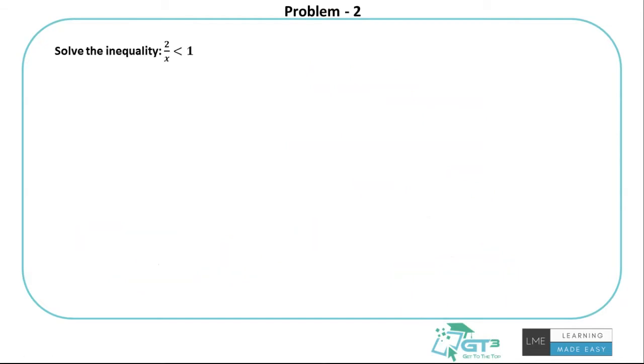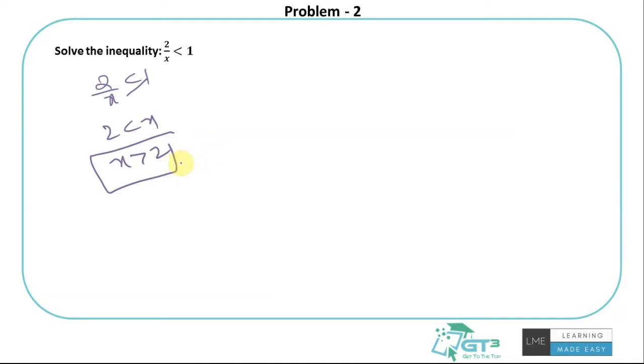Solve this inequality: 2 by x less than 1. So this looks super easy, but the way which looks super easy is going to give you a half complete answer, or basically an incomplete answer. What would the normal logic say? 2 by x is less than 1. So just cross multiply, 2 is less than x. So basically x is greater than 2. Anything like x greater than 2 is good for me, right?